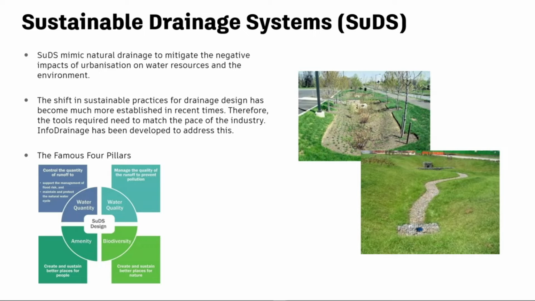The idea with SuDS is to use water as a resource rather than getting rid of it as soon as possible. This is why we have something called the SuDS pillars, where drainage design should look to enhance its locality through water quality, water quantity, amenity, and biodiversity. Rather than just removing water further downstream, by applying the SuDS pillars to our designs, we can make drainage have a larger impact in a positive way.